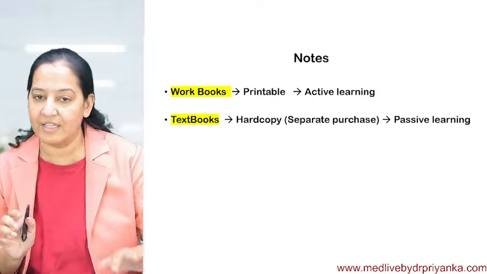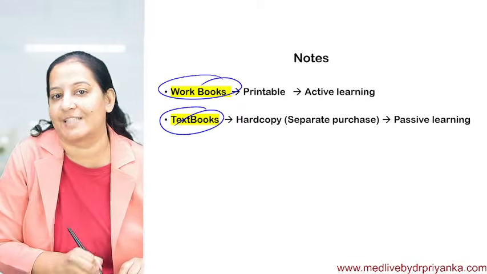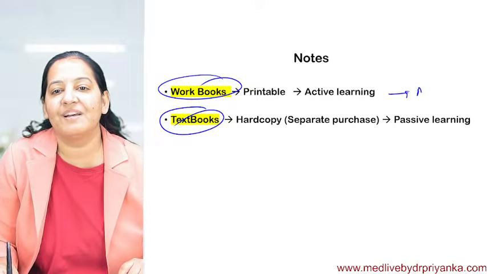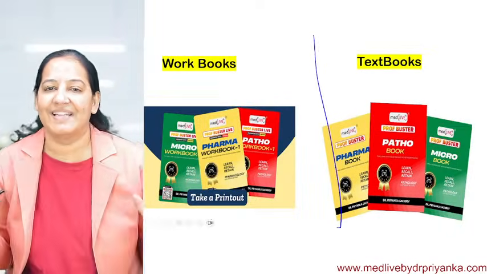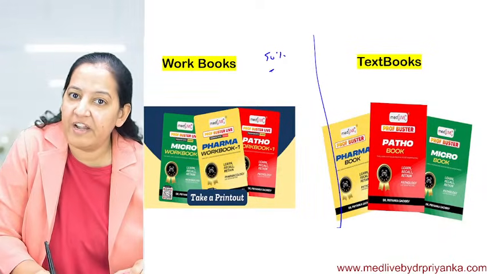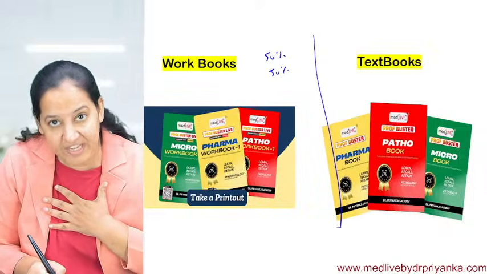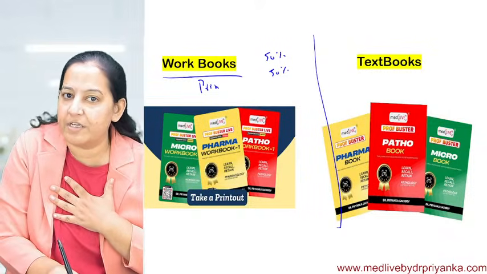The last thing, regarding the notes. There are 2 types of notes available for this batch: the workbooks and the textbooks. This one is for active learning and this is for passive learning. You can see they are exactly the same. What is the difference? In the workbook, 50% content is filled and 50% is fill in the blanks, intentionally given by me so that you take the printout at your own cost. Please take the printout.